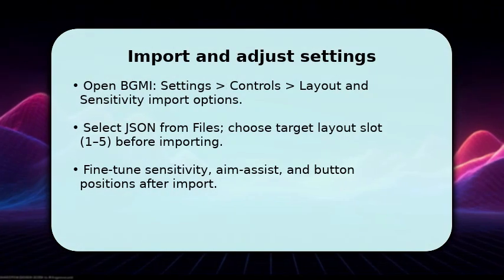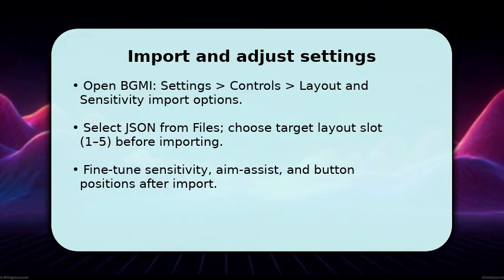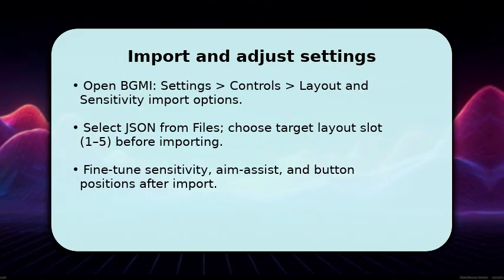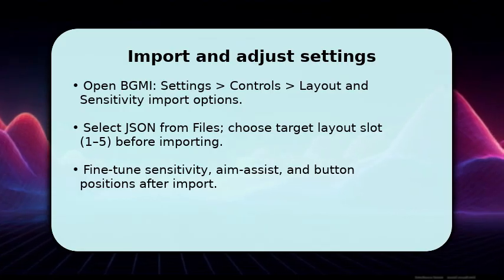Now you can open BGMI and go directly to Controls, then Layout or Sensitivity Import. Tap Import, pick the JSON from Files, and choose the slot where you want it applied. Think of slots as quick presets.